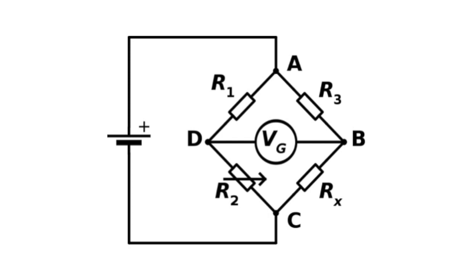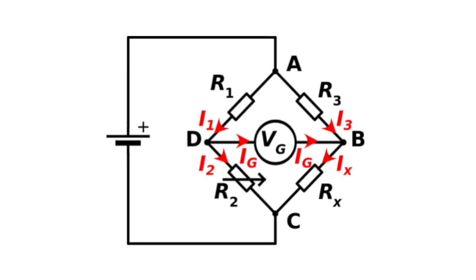This will mean that the potential difference between the point D and B is 0. Hence, no current is flowing. This makes the currents I1 and I2, also I3 and Ix equal. This means that the potential difference of Rx and R2 are equal, also with R1 and R3.